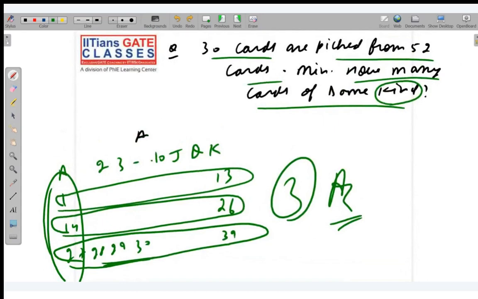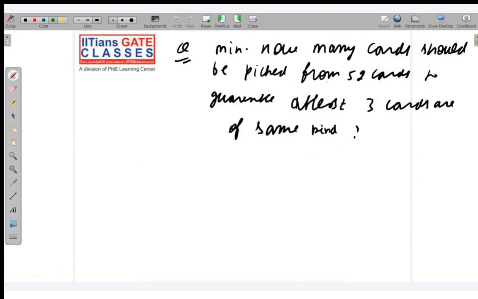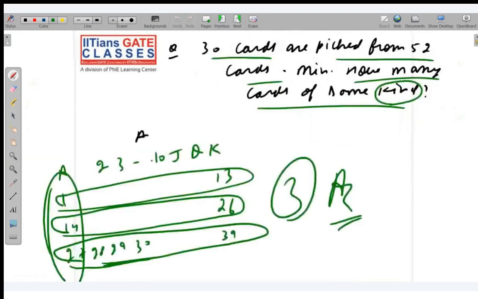Okay, and the previous one, let me see: minimum how many cards should be picked from 52 cards to guarantee at least 3 cards of the same kind? This is the same question only, no problem. Okay, please take a snapshot. I will jump to the next slide now. Done, sir.